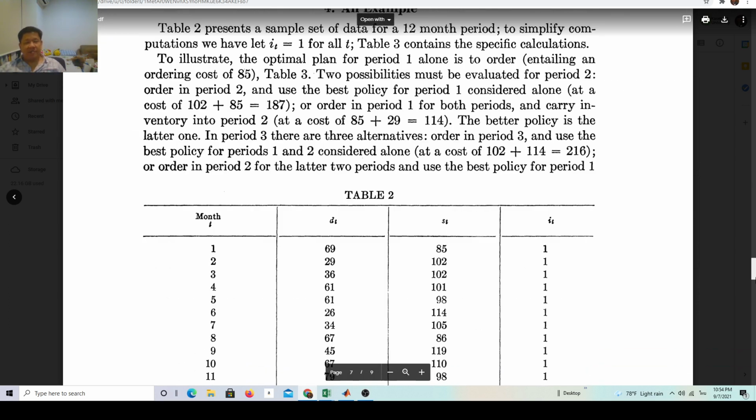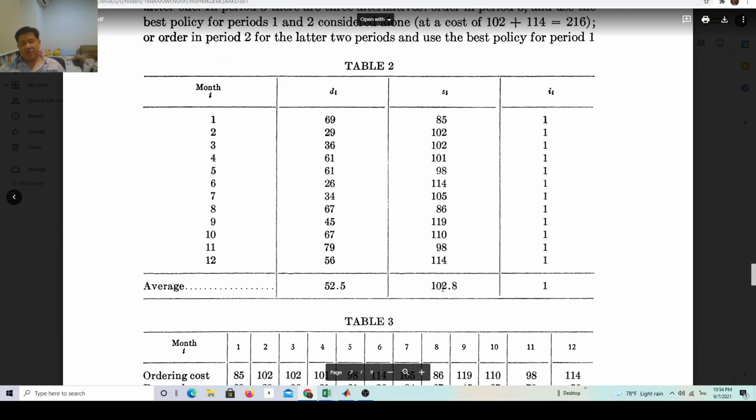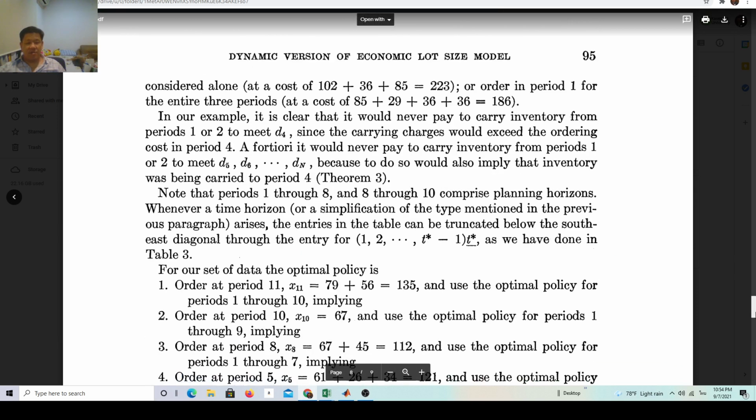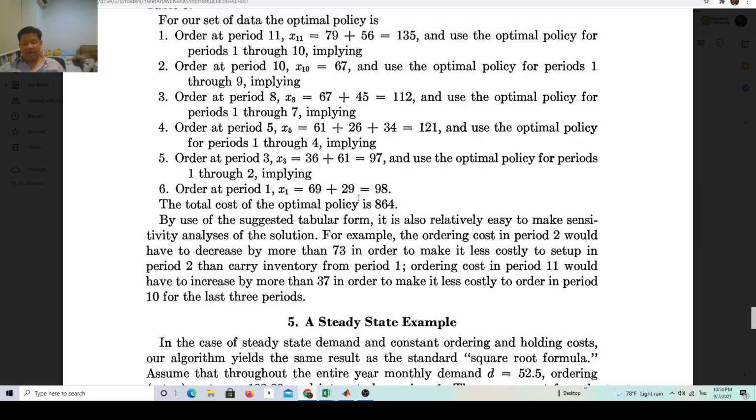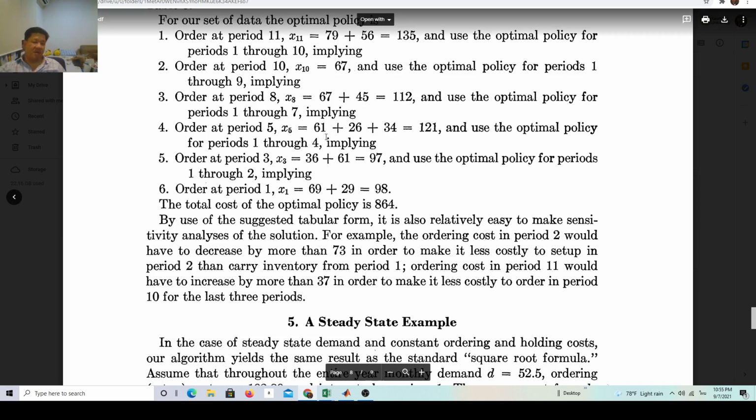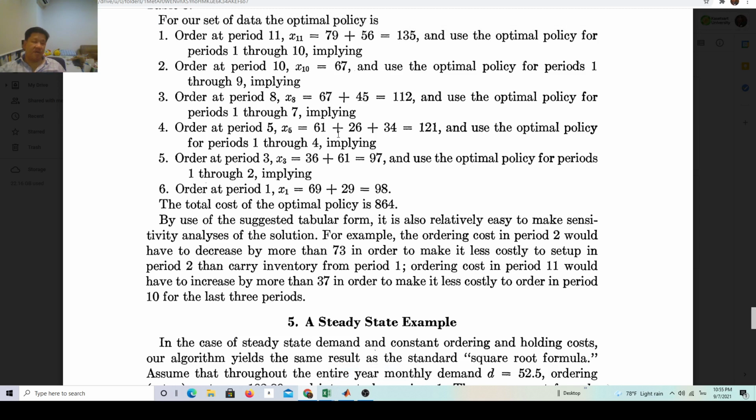At the end of the paper, they apply the algorithm to solve this numerical example, and they get the results here. The optimal solution you get has a total cost of 864, and this is the ordering policy. You order for period 1 first, and then at period 2, you order to cover periods 2 and 3, and then the next order covers 4 and 5, and then for period 8, one uses the option for policy 1 to 7. This is a kind of backtracking system. We will try to solve it using the current platform, and then we'll come back and compare the solution here.